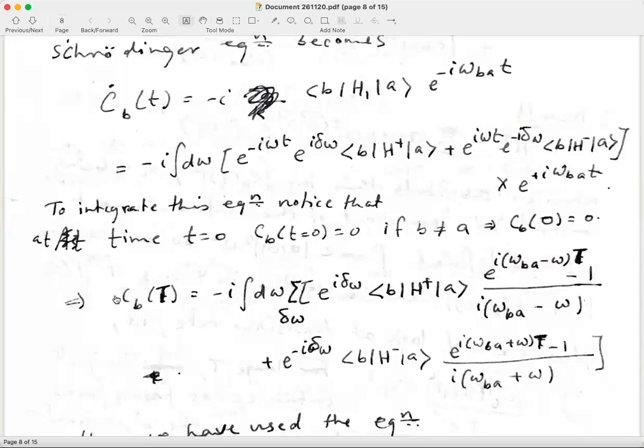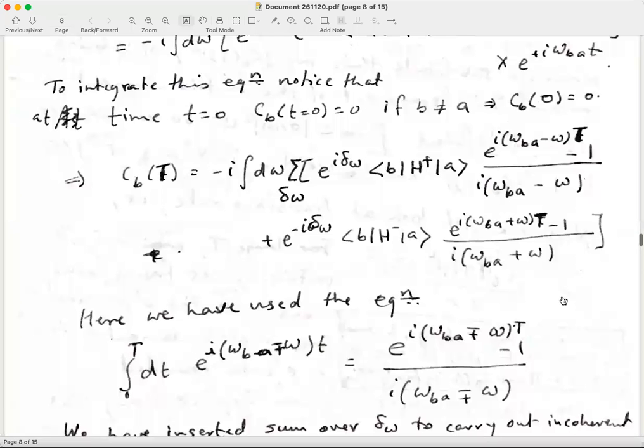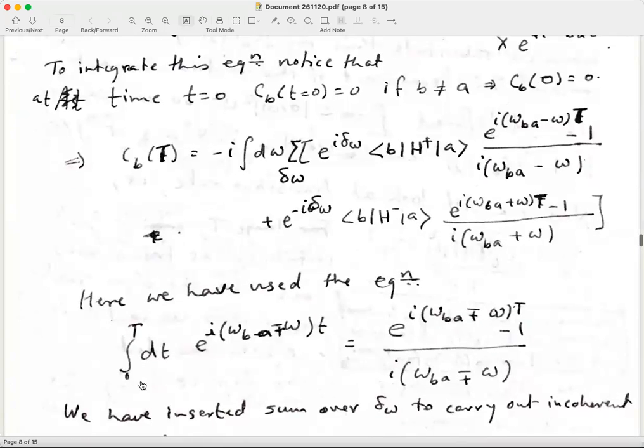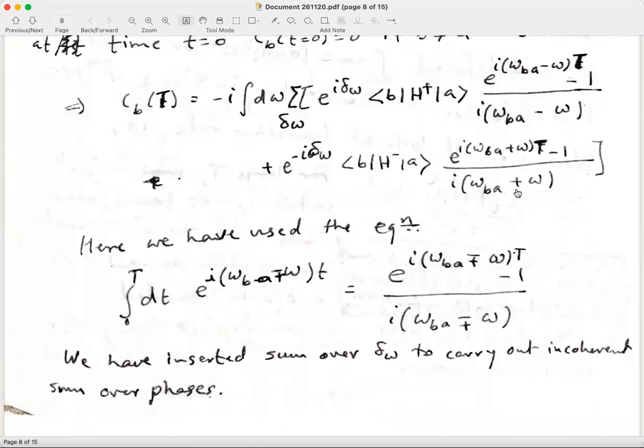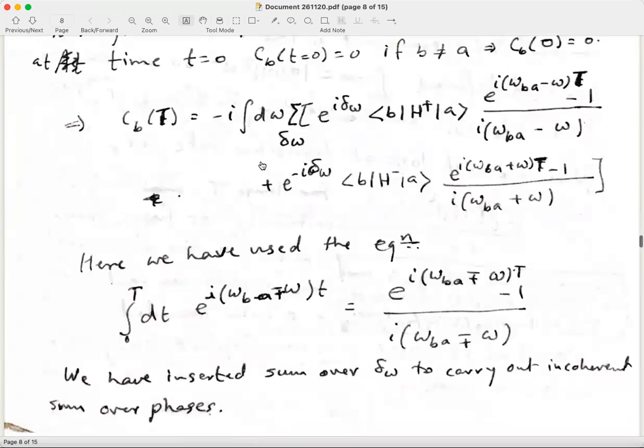This expression should have been CBT minus CB0, but as we just argued, CB0 vanishes. It's explained here. We have used this integral from 0 to t, and you get this answer, which has been substituted up there. Now, of course, we are looking at incoherent radiation, so we should be summing over all delta omegas, so that we get the incoherent sum over all the phases. That is why this sum over delta omega is inserted here.